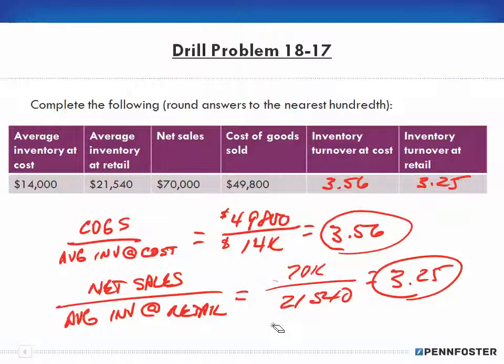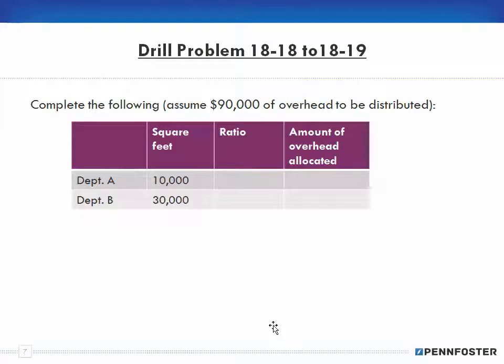Okay, and the only reason why I babbled through all of that is because, remember, this is one of our ratios. Back in chapter 16, we were looking at ratios, and they pushed this one off to chapter 18 because it had to do with inventory. But that's part of analyzing your financial information: taking a good hard look at your inventory and how much you're turning it over. All right. Last problem.